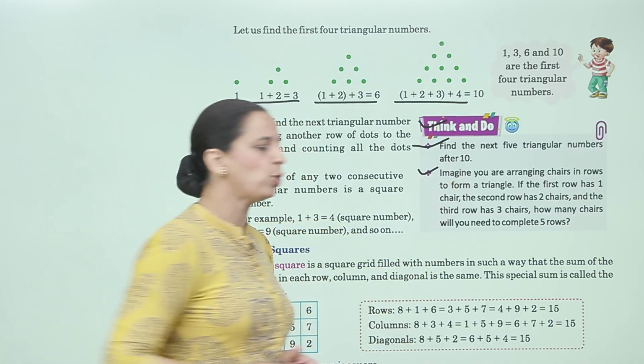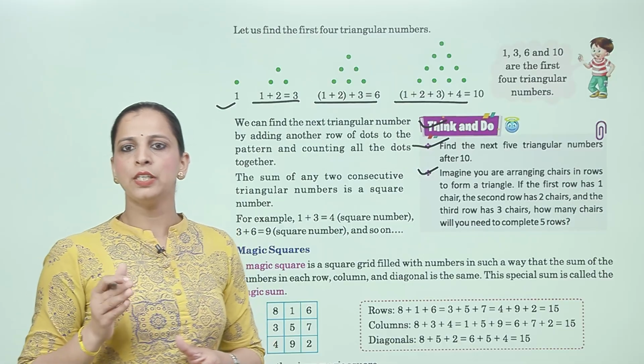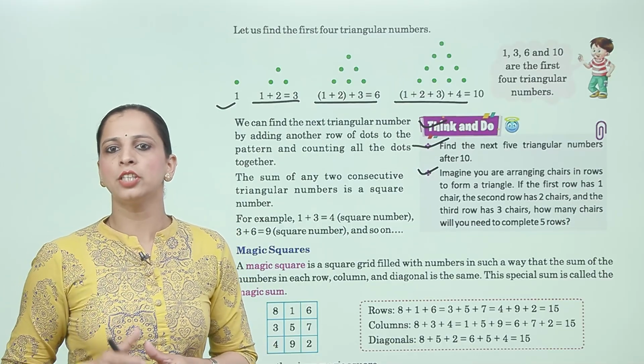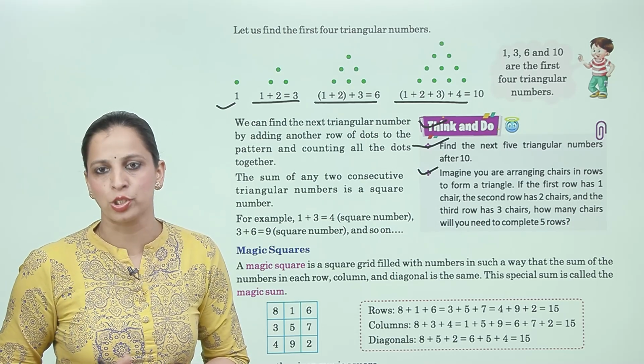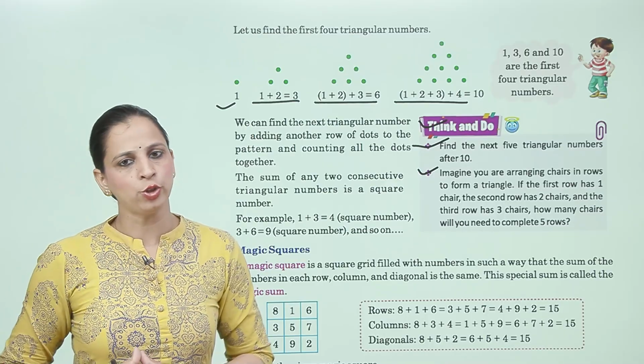Now next, imagine you are arranging chairs in rows to form a triangle. If the first row has 1 chair, the second row has 2 chairs and the third row has 3 chairs, how many chairs will you need to complete 5 rows? So after 3 comes 4, then 5, then count the total chairs.